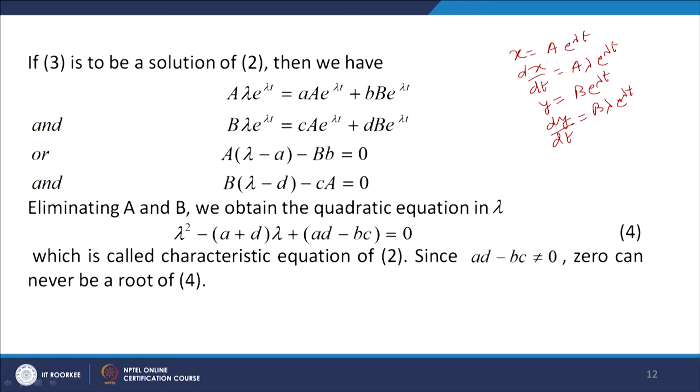Now, e^(λt) is never 0, so we can cancel e^(λt) from these equations, and we can write (λ − a)A − bB = 0 and (λ − d)B − cA = 0. Now, from this, we can write it in matrix form with entries λ − a, −b, and λ − d, −c, acting on A and B.